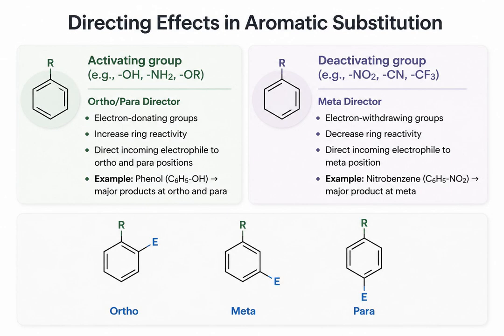The position where a new substituent enters an aromatic ring depends on what's already attached. Electron-donating groups like hydroxyl or amino groups are activating. They make the ring more reactive and direct incoming electrophiles to the ortho and para positions, which are adjacent or opposite to the original substituent. Conversely, electron-withdrawing groups like nitro or cyano groups are deactivating. They make the ring less reactive and direct new electrophiles to the meta position. This happens because electron-donating groups stabilize the carbocation intermediate at ortho and para positions, while electron-withdrawing groups destabilize it everywhere except meta. Understanding these directing effects is crucial for predicting products in aromatic substitution reactions.